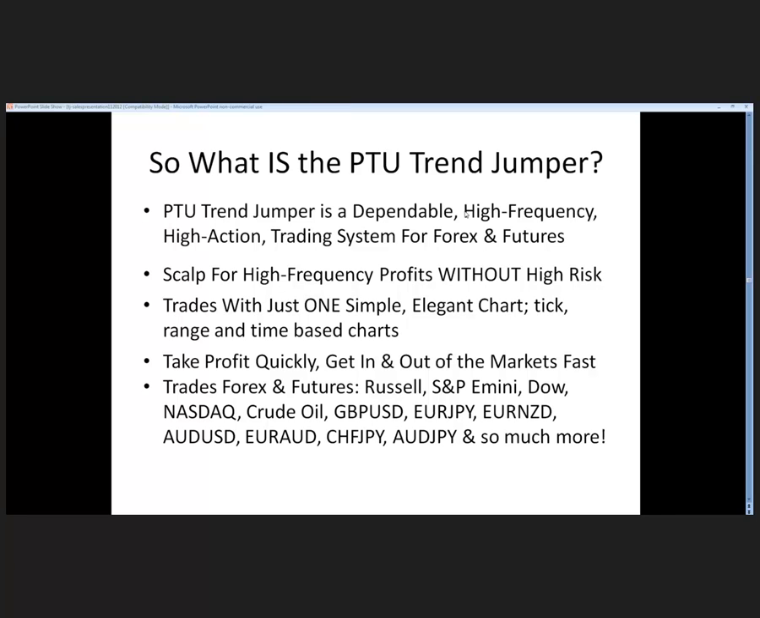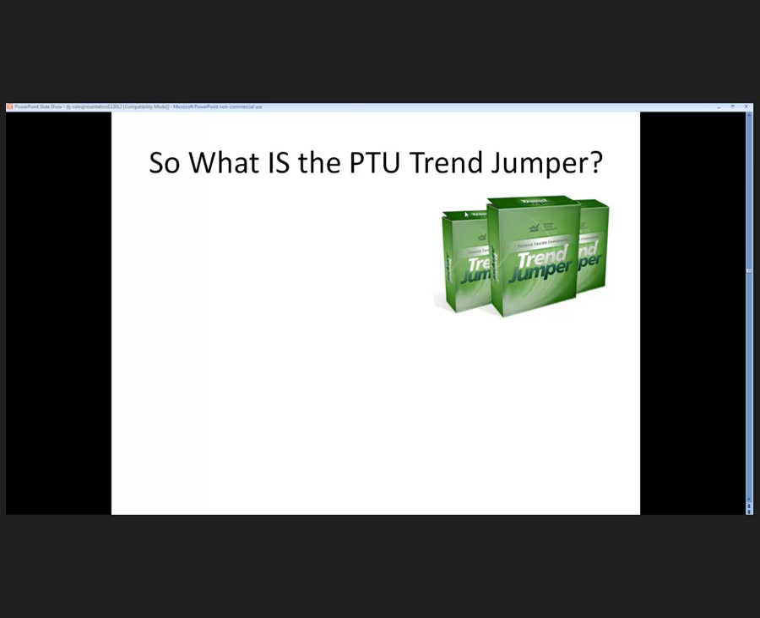And talk about trading a number of markets. Some of these are probably your favorites. Probably many of these are your favorites. And this doesn't even begin to describe what you can potentially trade with the Trend Jumper. So S&P E-mini, Russell E-mini, Dow, NASDAQ, crude oil, all these different Forex pairs. It's very exciting what you can trade with that.